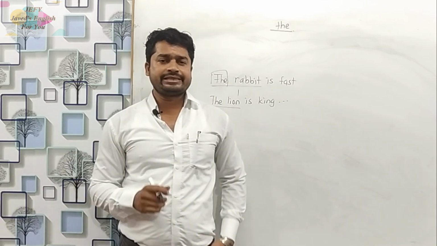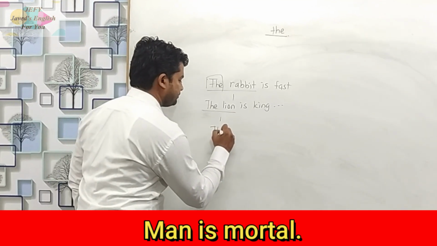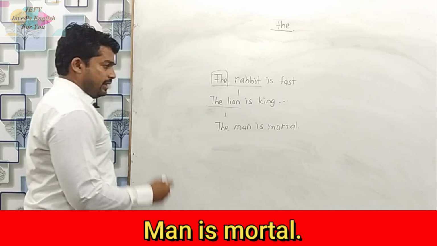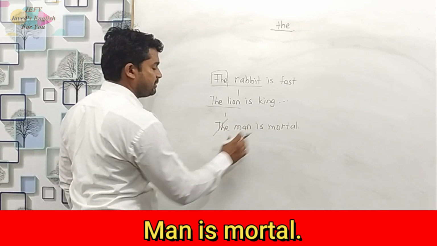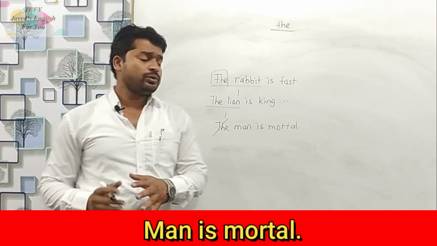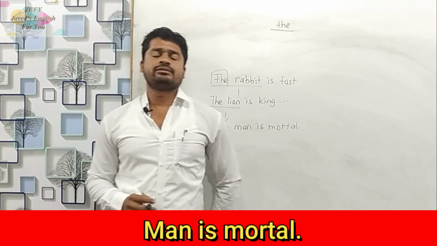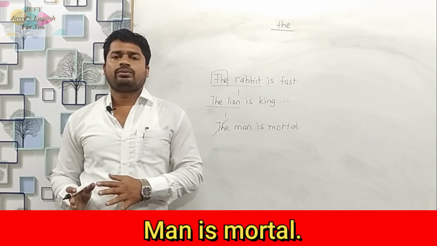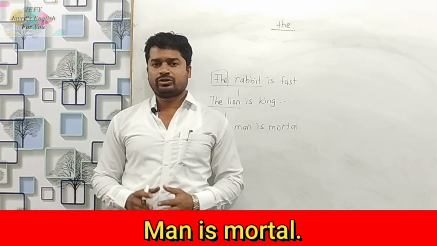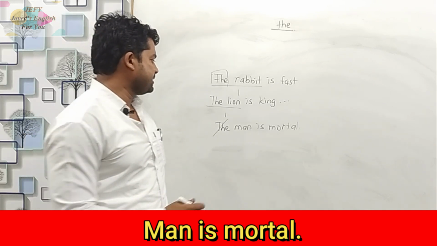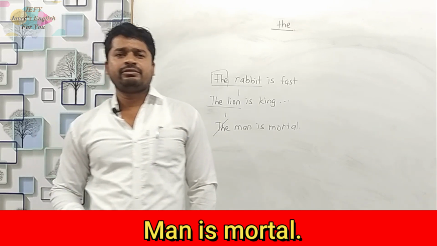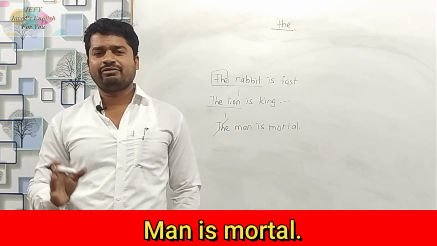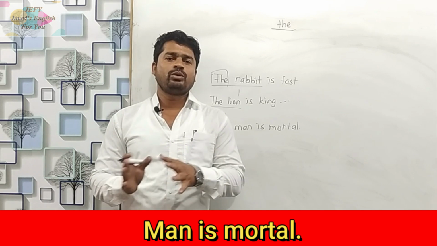Okay, there is one exception. You cannot say the man is mortal. In this case, you have to say man is mortal. Here, even if you are talking about a singular man, about a single person, yet it is concluded that all the men and all the women, they are mortal, they are going to die one day. Okay, and when I say man is mortal, it doesn't mean that women are going to live forever. Okay, man is mortal means man and women, both of them, they are going to die one or the other day.